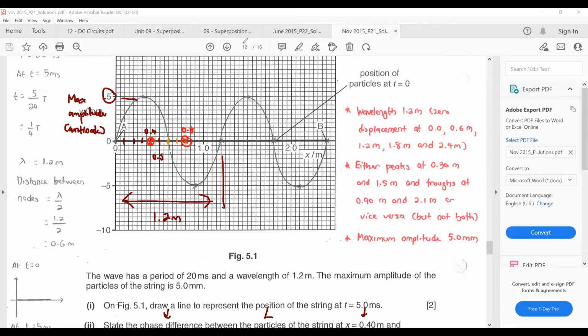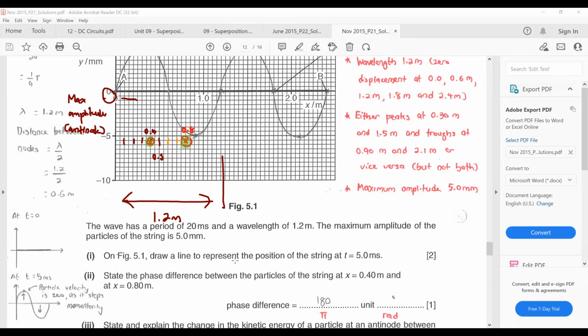So your particles at 0.4 and 0.8, what is the phase difference between those two particles? When you get questions like this, when you want to find the phase difference, you don't apply the same method that you learned in waves. Stationary waves is a bit different. In the waves chapter previously, for phase difference you have a certain method, where you're trying to find the fraction of a cycle. Specifically for stationary waves, don't use that same method.